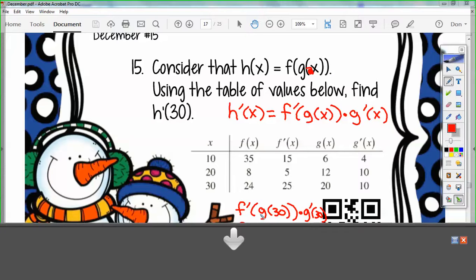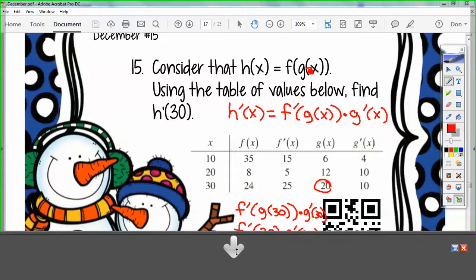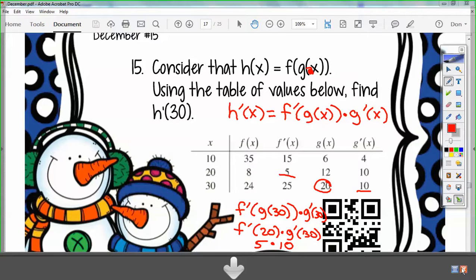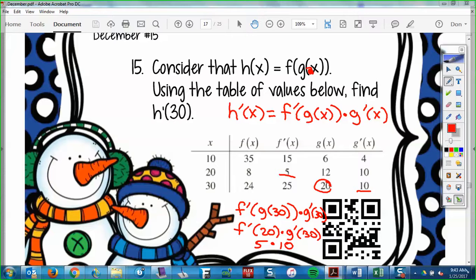Okay? So starting on the inside, G of 30 would be right here, that'd be 20. So 20 would go inside here, so you'd have F prime of 20 times G prime of 30. F prime of 20 is 5, and G prime of 30 is 10. So 5 times 10 would be 50. Okay, so just like that, using the chain rule.